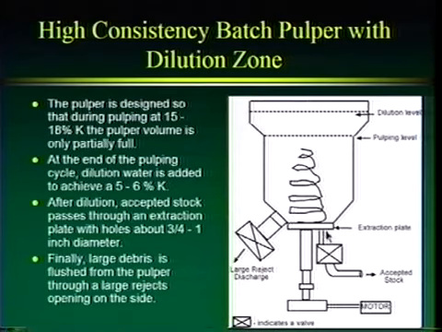And when we're done extracting all of the pulp that we can, and the level's gone down, now we're just left with large debris here. This valve will close. This valve right here will open, and the large rejects will be discharged out this valve here. So that's one of the ways to remove debris in a high consistency batch pulper, called a dilution zone.